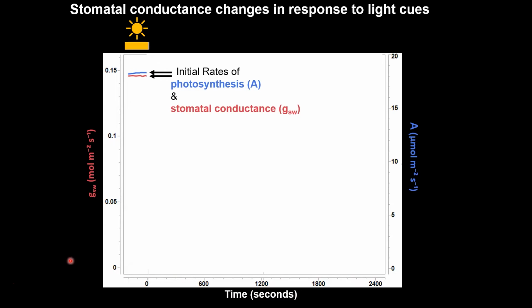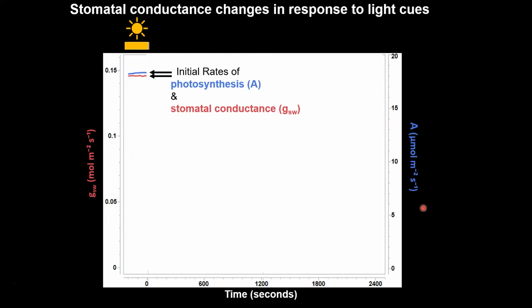And then we have two y-axes. One, this GSW, is how much water vapor is escaping from the stomates. So this is a proxy for whether the stomata are open or closed. And on the other y-axis, we have A, or assimilation. This is how much carbon dioxide the plant is taking up.